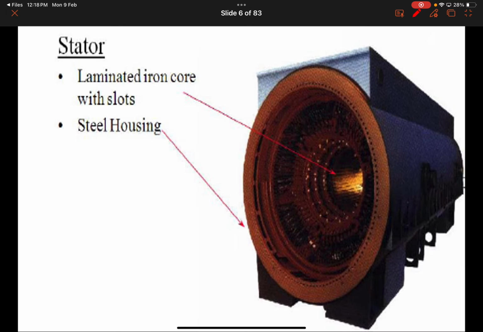Stator laminations, laminated iron core, iron core with steel housing here.